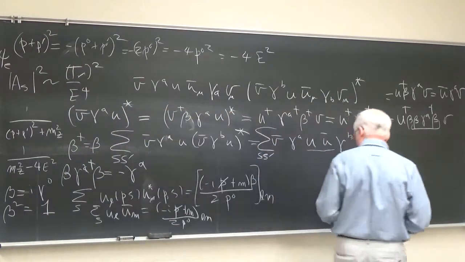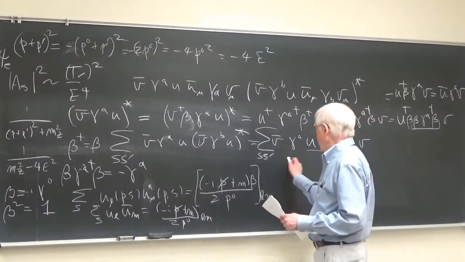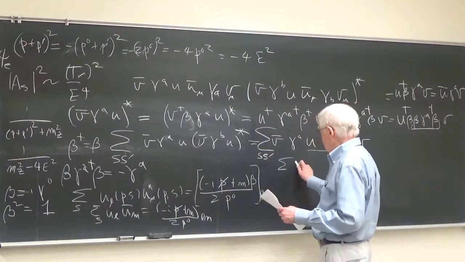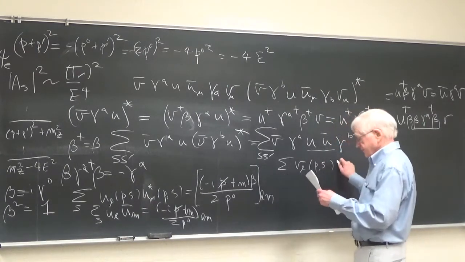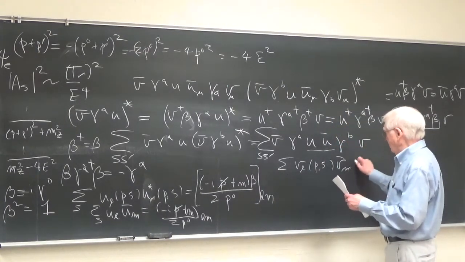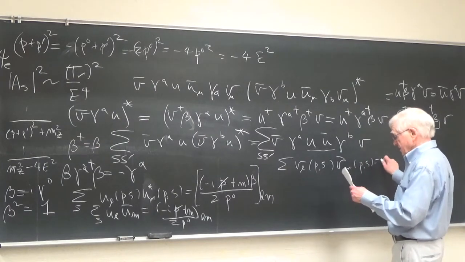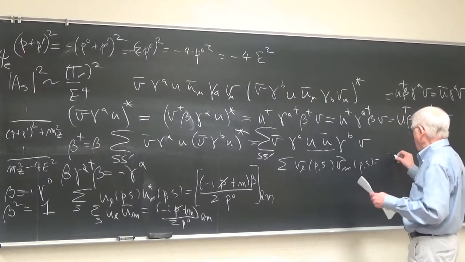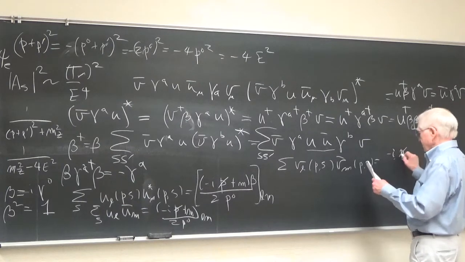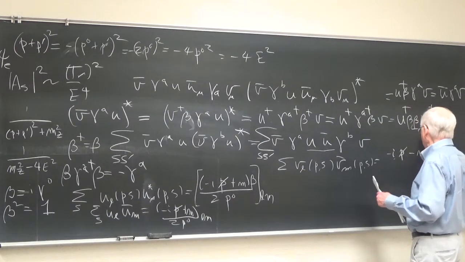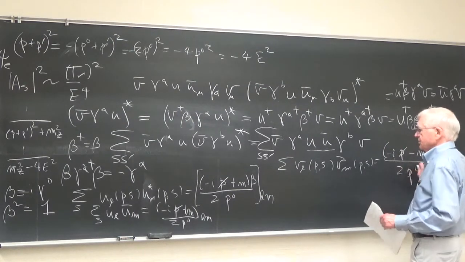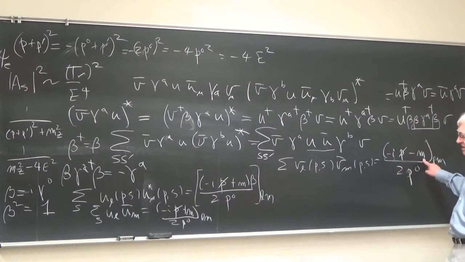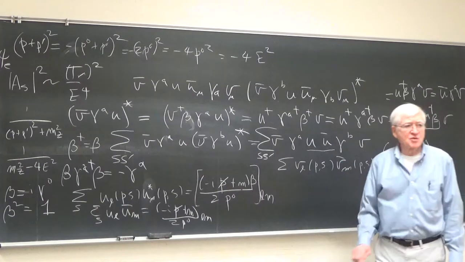So that's our spin sum formula, and the other one for V's is the sum of V_L of p and s, V bar_M of p and s, which is minus i p-slash minus m, LM over 2p0. So the difference between positrons and electrons is a minus sign on the mass term; otherwise it's the same.